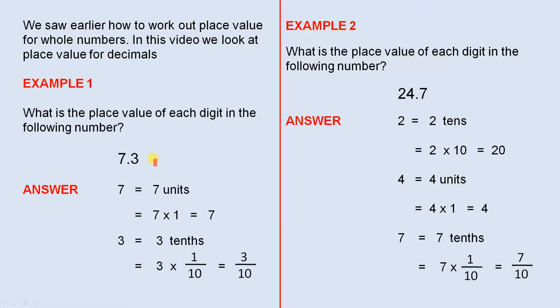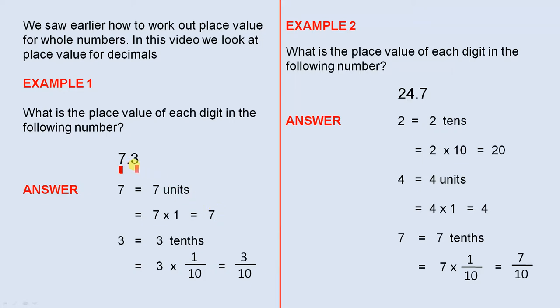Now we have 7.3. There's the decimal point there. So let's have a look. Firstly, let's have a look at the 7 here. That 7 represents 7 units. Units means 1, so 7 times 1. So the value of that number is actually 7.